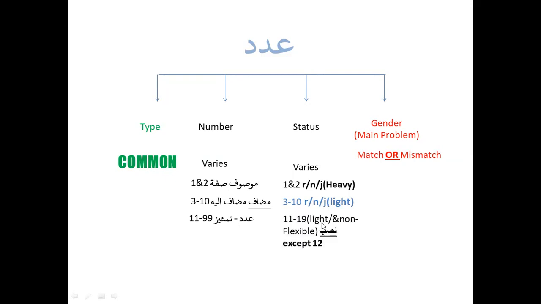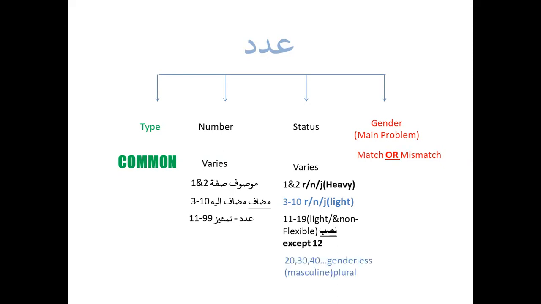And 11 till 19, it's light, or you can say non-flexible is actually a better term. Light would still give it the status, but I don't want to confuse you, so that's why I put both. It's non-flexible actually, because only 12 is light, you can say, but otherwise all numbers are non-flexible. And I'm saying it's not nasab. It's just because it has fatha, so I've put a nasab over here, but it's not actually nasab in status. It just has fatha, which represents all 3 statuses. Except 12, that is the only exception. It is light, but it's not non-flexible.